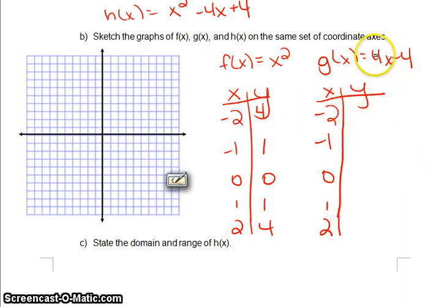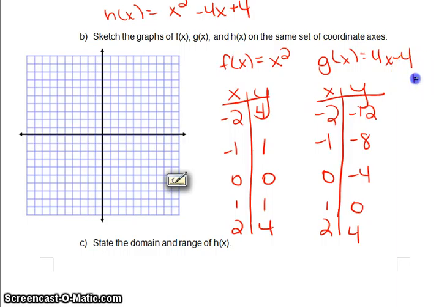And for -2, 4 times -2 is -8, minus 4 is -12. For -1, 4 times -1 is -4, subtract 4 is -8. 4 times 0 is 0, so 0 minus 4 is -4. 4 times 1 is 4, so 4 minus 4 there is 0. And 4 times 2 is 8, so 8 minus 4 is +4 there. And if you notice, this linear function follows that nice pattern there, so we know that we're going in the right direction.